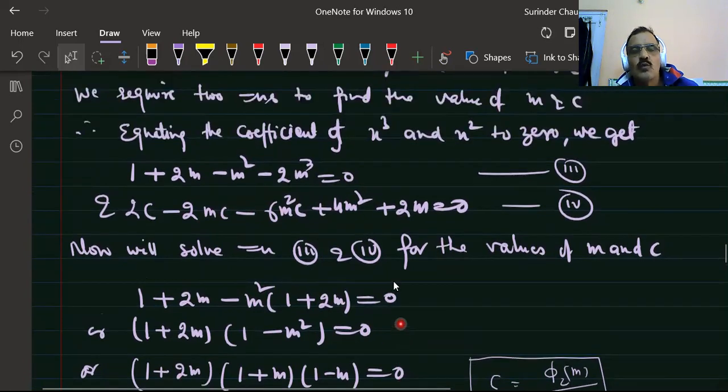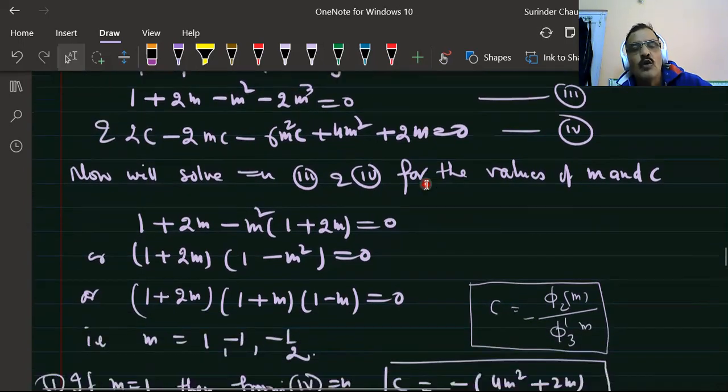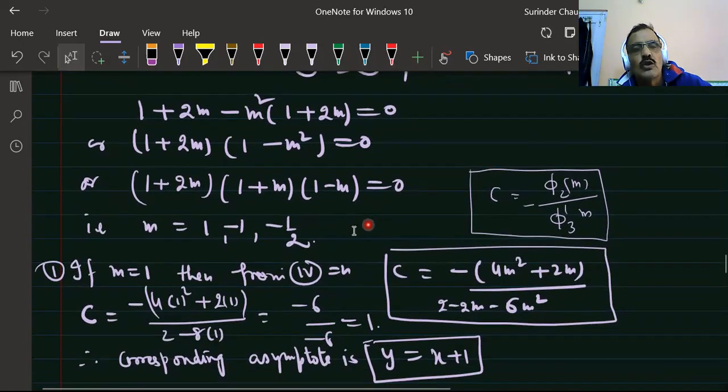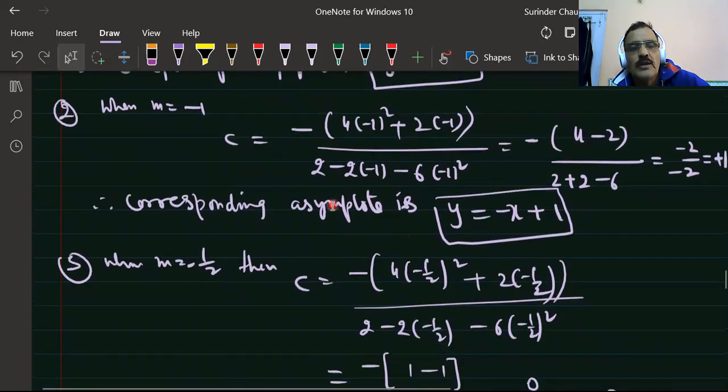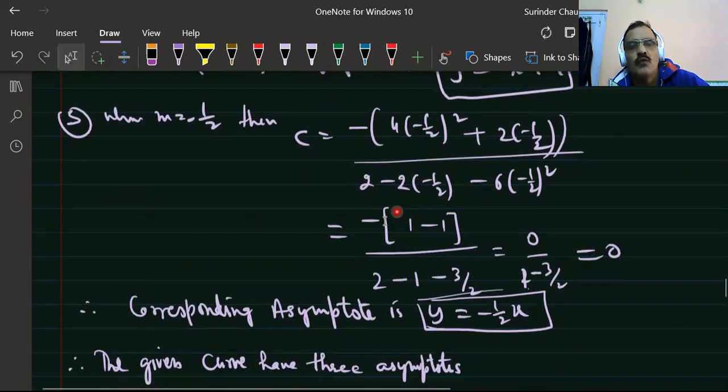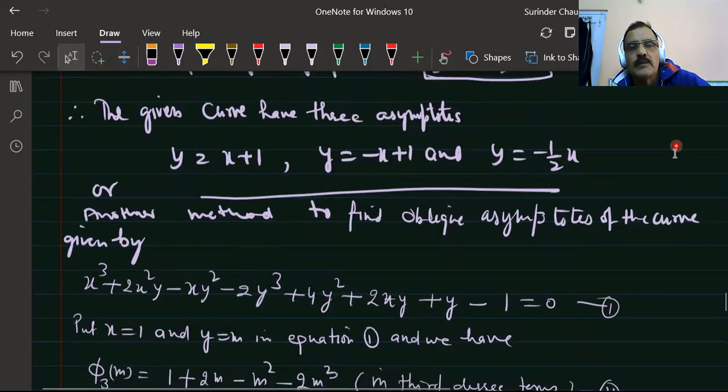Then put the values of m and c in y equal to mx plus c, one by one, and we will get three asymptotes of this curve. Or otherwise, we can solve it for c for the three values, giving three asymptotes.